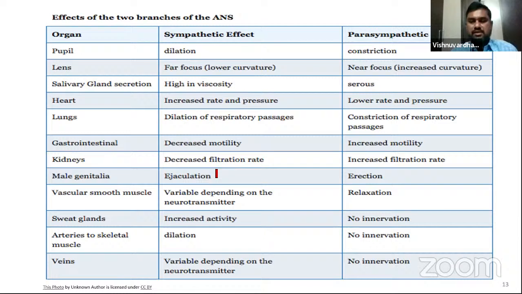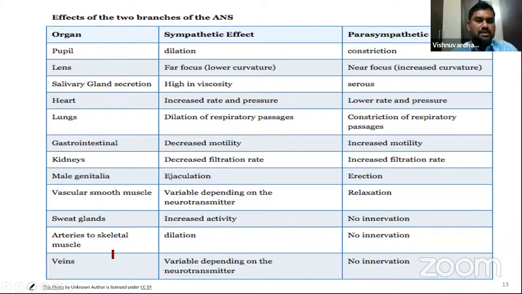Kidneys: decreased filtration rate, increased filtration rate. Male genitalia: ejaculation and erection. Vascular smooth muscle: variable depending on the neurotransmitter, relaxation. The parasympathetic division works on relaxation. Sweat glands: increased activity, because during fight or flight our body may heat up. So to cool down our body, sweat glands are also activated by the sympathetic nervous system. No innervation: there is no action by the parasympathetic nervous system.